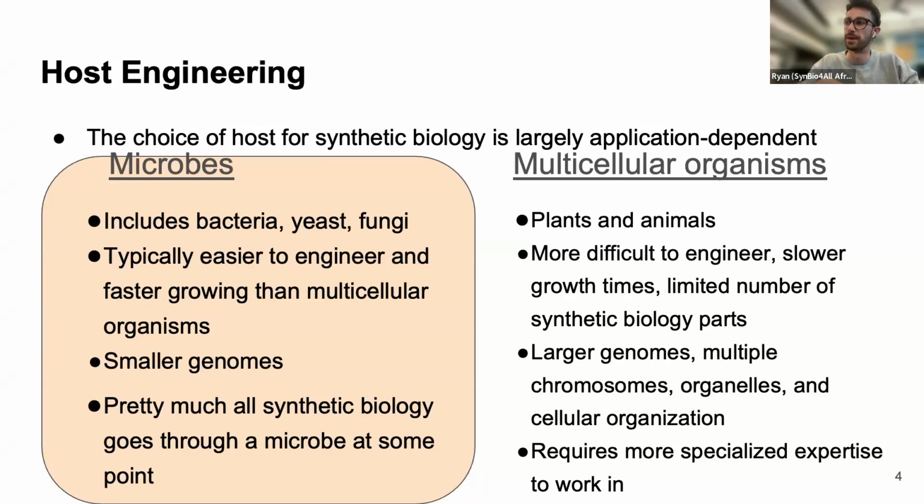You can imagine engineering in multicellular organisms would be relevant for people interested in engineering crops for drought resistance, or engineering cancer therapeutics in living cells or disease therapeutics, versus engineering in microbes, which you'd be interested in if you're trying to produce medicines, fuels, or materials, and you want to make them in a sustainable and cheap way.